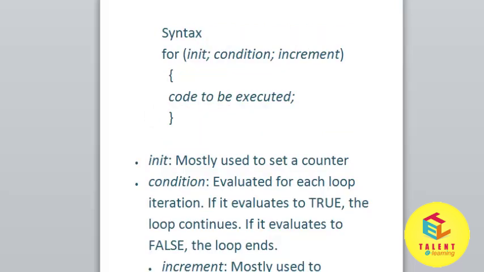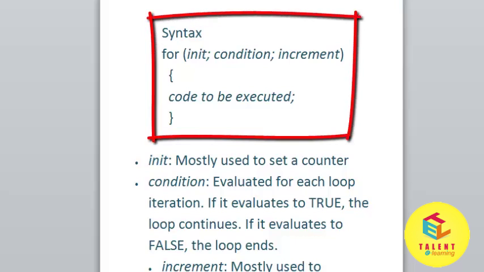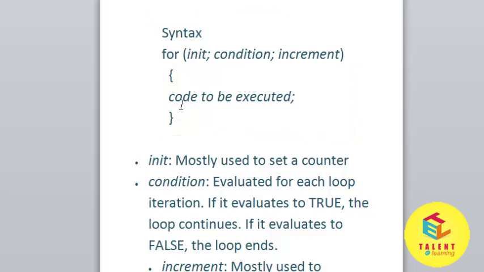This is the syntax for the for loop. Here the first parameter is initialization. Then it will check the condition, then the incremental process, then the code. This code will be executed as long as this condition is true.